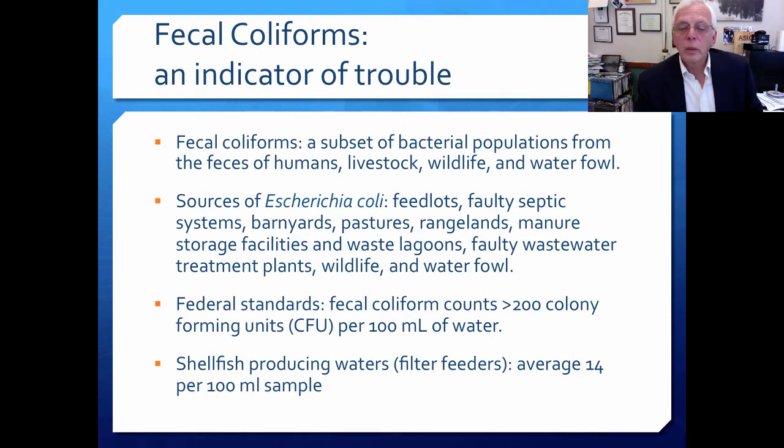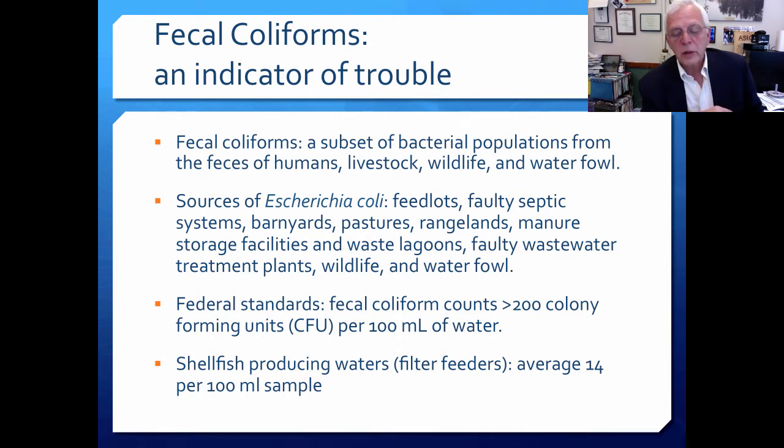The sources of Escherichia coli to water bodies can be a variety of things, including, of course, sewage discharge. In fact, many places even now clandestinely discharge waste into recreational waters or public waters, and so the sewage can be, in fact, there. But also feedlots that leak these things, faulty septic systems. Septic systems are those kinds of systems that people use if they have a well and are not on a public sewer system. Barnyards are important sources, pasture lands, range lands, manure storage facilities and waste lagoons, faulty wastewater treatment plants, wildlife, waterfowl, etc. So there are lots of sources, but generally they're a pretty good indicator of contamination by human waste, and therefore are used as an indicator of it.